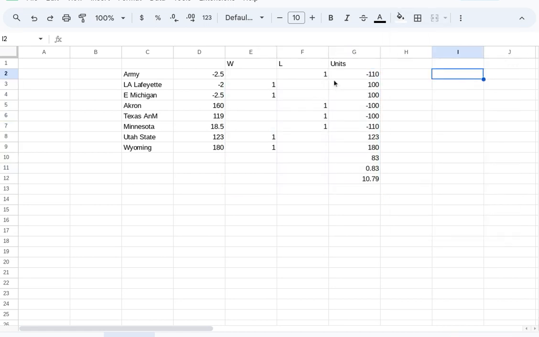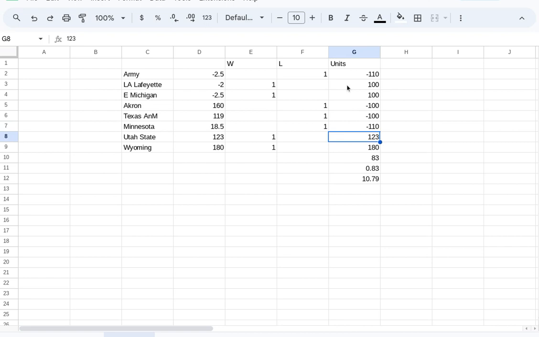All right, so Army, remember we're paying juice because we're playing a side, so we'd lose -110. Louisiana Lafayette won, so that would be +100. Eastern Michigan won convincingly, so that's +100. Now, very important, we lose Akron and Texas A&M, but like I've always said, another ancillary benefit of playing moneyline dogs, when you lose, you pay no juice. So those would simply be -100 plays. Minnesota lost, so that was -110.